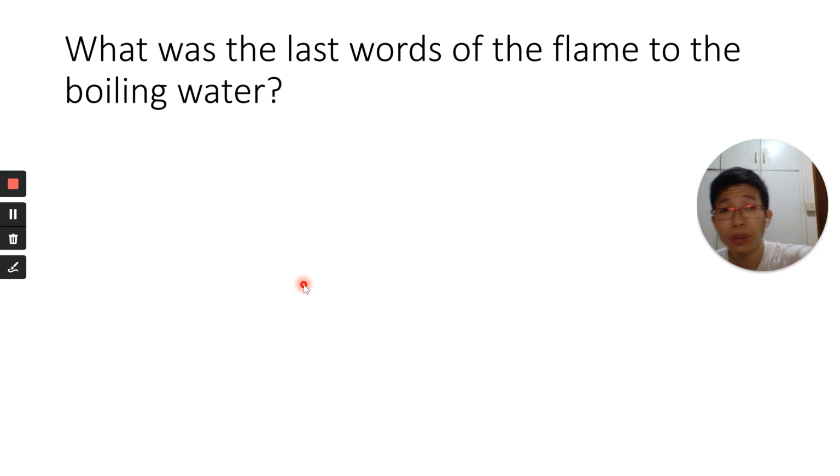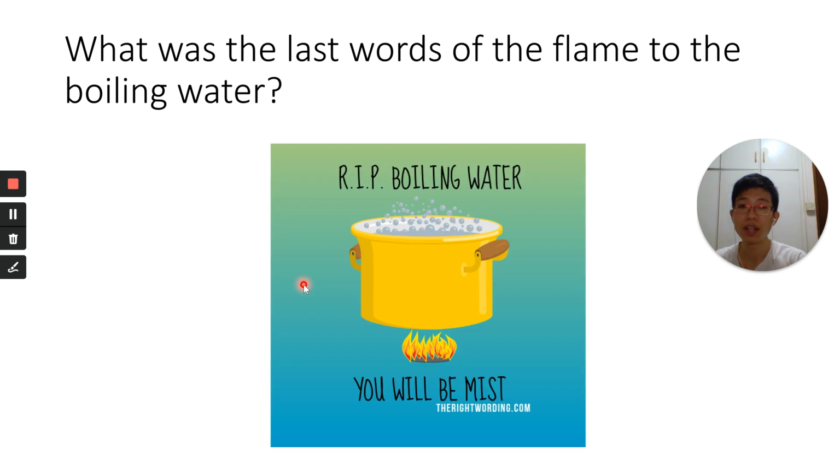Let's go. So what did the flame say to the boiling water? You know the flame, like when you cook a pot of water, there's a flame below, from the gas. So basically, the flame says, "R.I.P. boiling water. Rest in peace. You will be missed." You get it? I believe some of you understand it, and some of you need a little bit more time to understand this pun. If you understand, you can share with your friends. If you don't, you can ask your friend also. Okay, so that's it for today's lesson. Thank you.